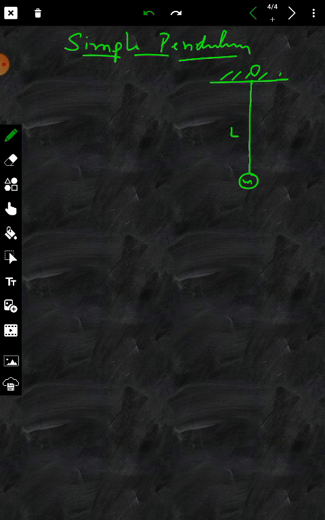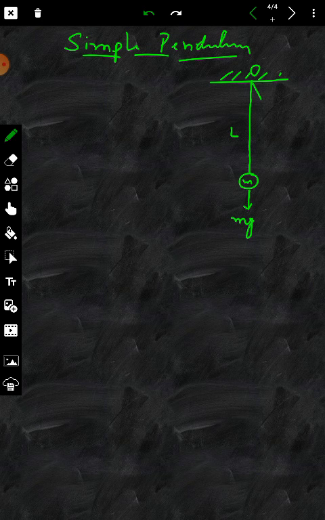This string is made of an inextensible material and it is a massless string. In that case, this setup is called a simple pendulum. The mass of the simple pendulum gives rise to a weight equal to m into g, and it always acts in the vertically downward direction.